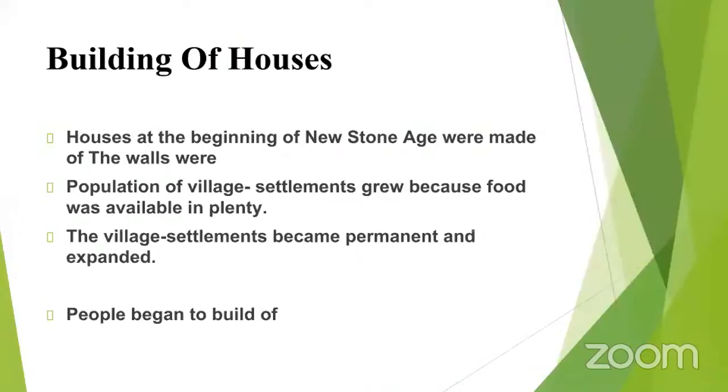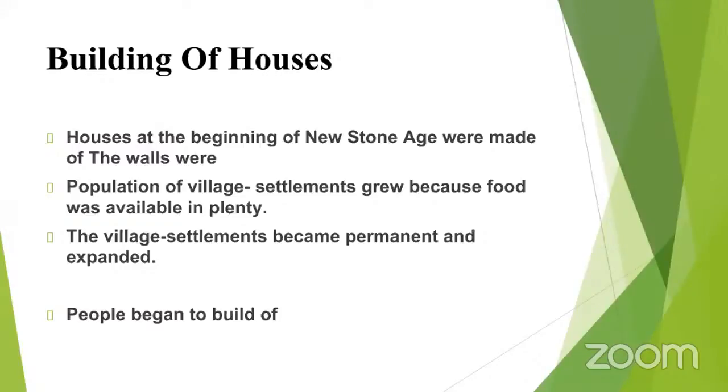Now we'll see about the building of houses. In those days, which type of houses were built? Houses at the beginning of the New Stone Age had walls made of wattle and daub. And this wattle and daub were made from bamboo, cow dung, etc. Twigs, little twigs. Okay. And the population of the village settlement grew because food was available in plenty. And the village settlement became permanent and expanded. Still later, people began to build quadrangular houses of sun-dried bricks.